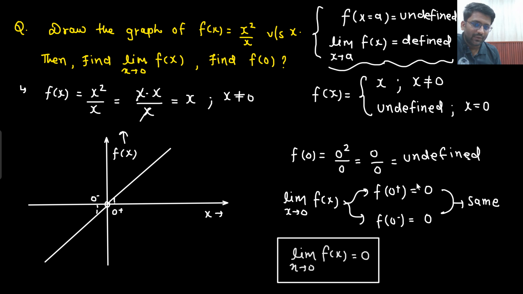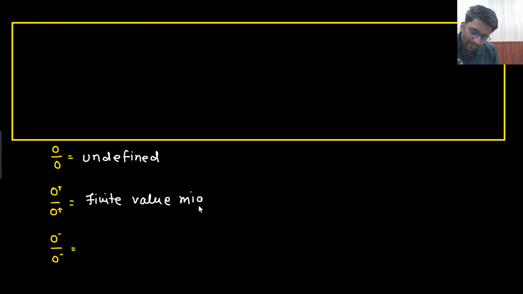Here 0 by 0 was undefined, but if you ask me the value near 0, then it may be possible. So that's why they are known as indeterminate forms. Let's write down again. 0 by 0 is undefined for me. 0 plus by 0 plus, some finite value might be possible. And what is 0 minus by 0 minus? Finite value might be possible.